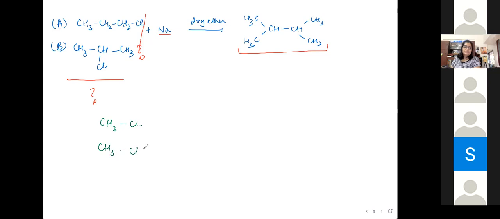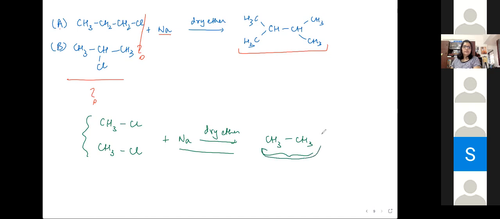I took 2 molecules of this, treated it with sodium in the presence of dry ether. I got CH3 single bond CH3. So this is what we studied: take an alkyl halide, sodium and dry ether, I get double of whatever I took earlier. So see what is happening in this reaction here and then apply it to this. Here I've given the product. B. Awesome. Very good.